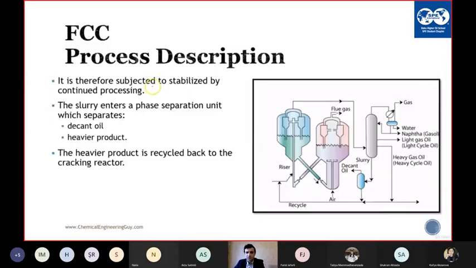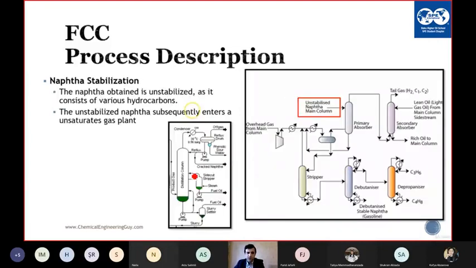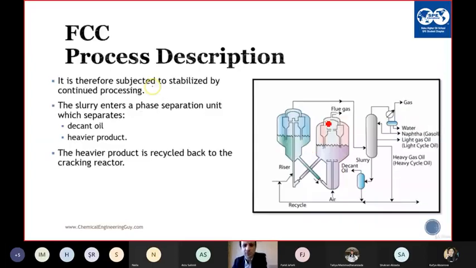Naphtha stabilization. So before naphtha stabilization, I will talk about the product separation. So you have the product here, the gases, which are sent to fractionation. Here we separate the gases, naphtha, gasoline, and LCO, HCO. Some of the HCO can be recycled back to the reactor, or it can be sent to the DCU, delayed coker unit, to produce coke.